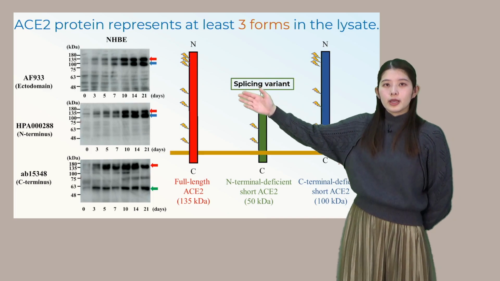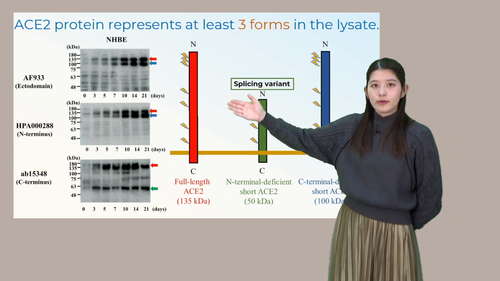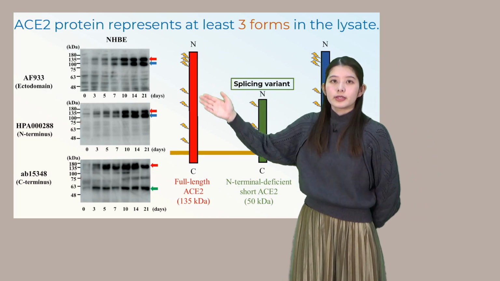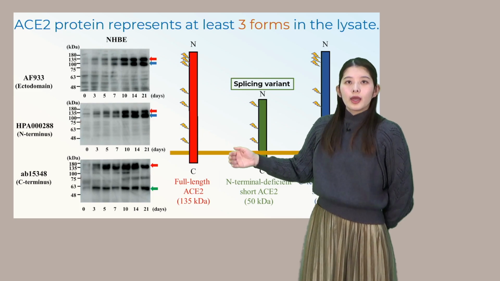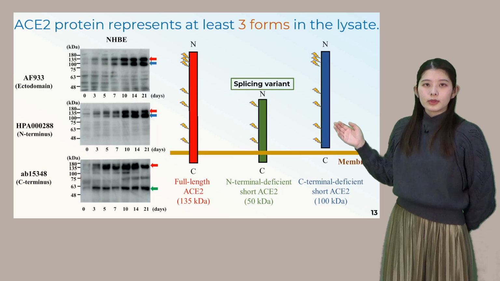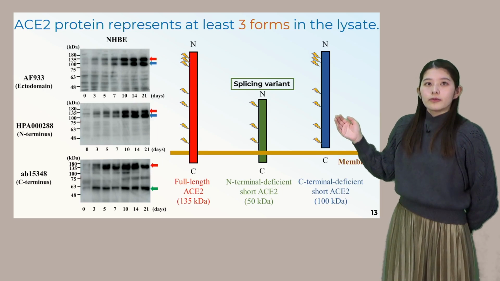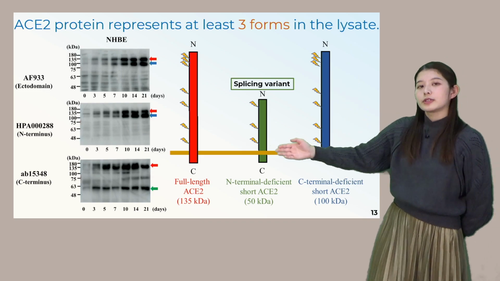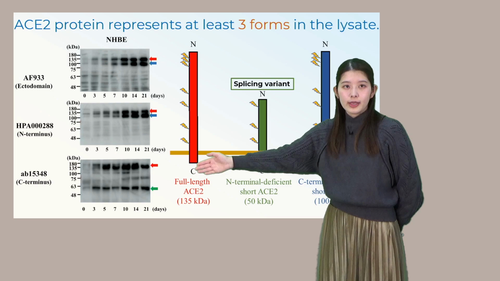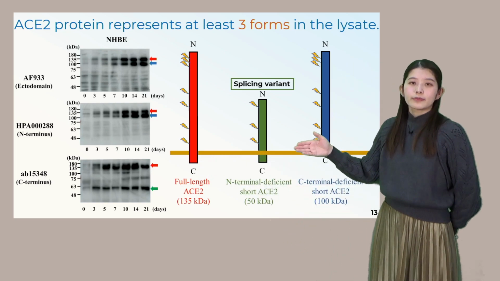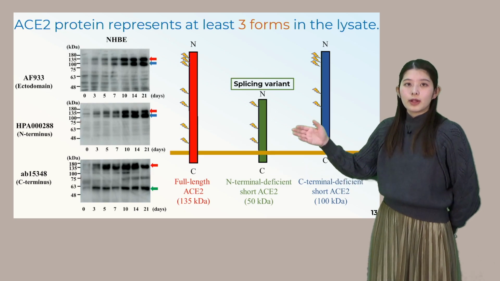So from these results, it was suggested that ACE2 protein represents 3 forms in the lysate samples. First is the full-length ACE2 of 135 kilodalton, which contains both the N-terminus and C-terminus. Next is the short ACE2 of 100 kilodalton, which contains the N-terminus but lacks the C-terminus because it was not detected by the AB15348 antibody. And last, the splicing variant ACE2 of 50 kilodalton, which contains the C-terminus but lacks the N-terminus.